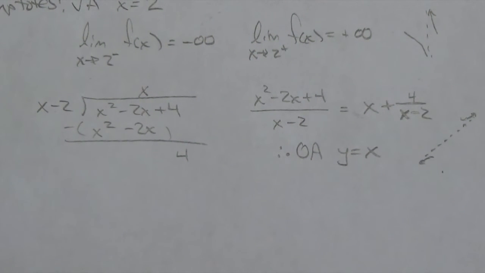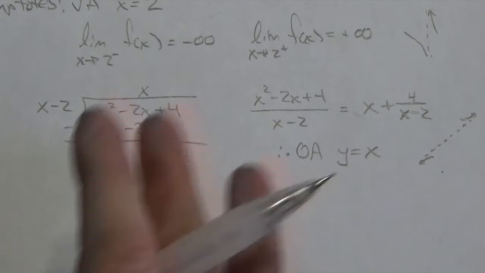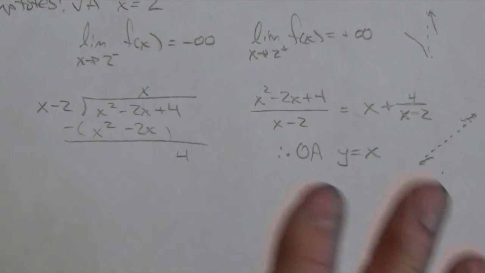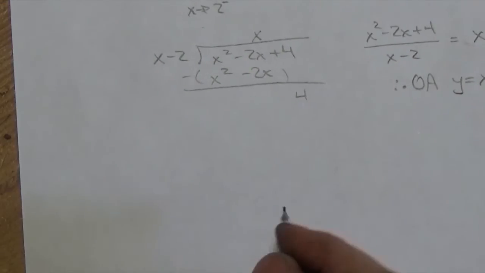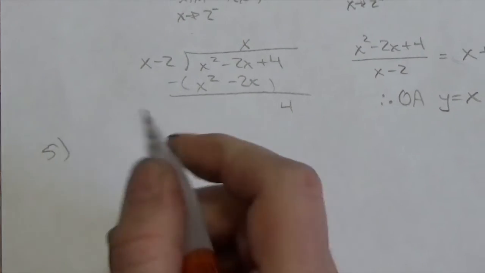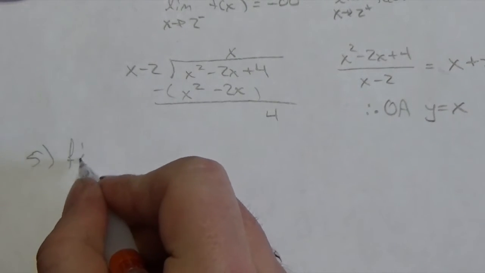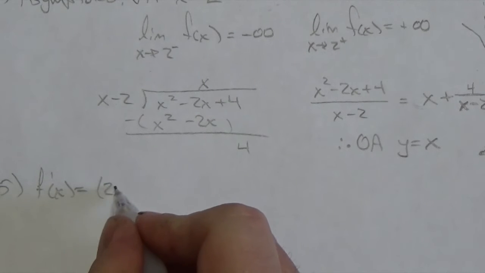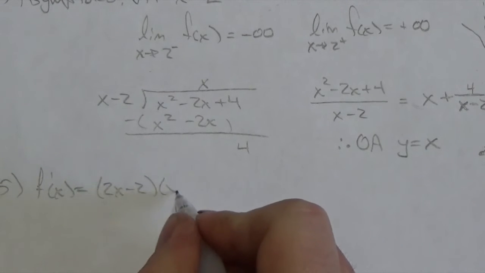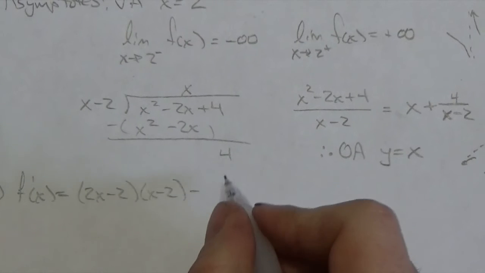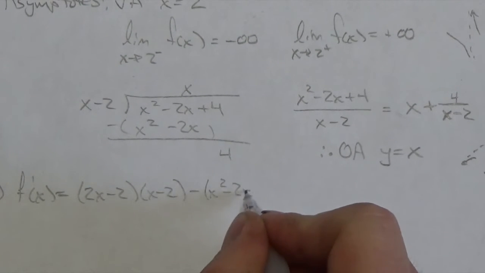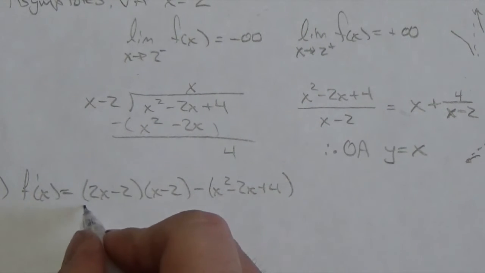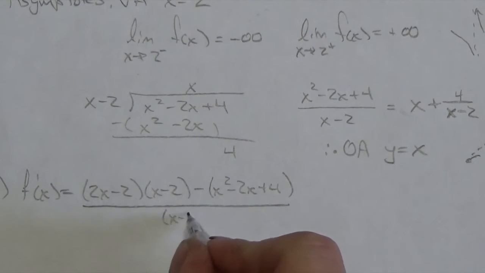And like in a previous question, that's actually enough for me to have a pretty good idea what this graph looks like. I could probably draw it at this point right now. But let's take a look at the derivative. So 5. When I take the derivative, I'm going to use the quotient rule again. That's going to be the derivative of the numerator multiplied by the denominator minus the numerator multiplied by the derivative of the denominator, which in this case is just going to be 1, all over the denominator squared.